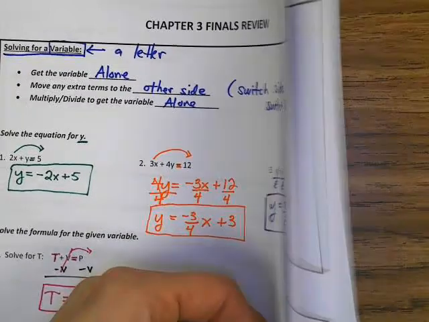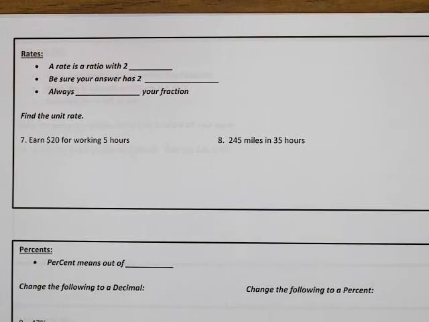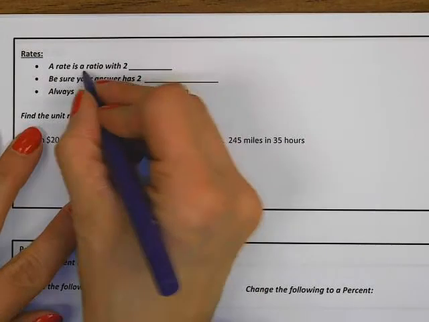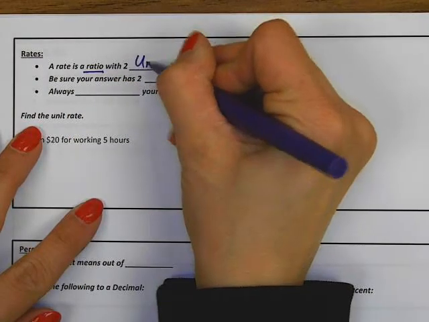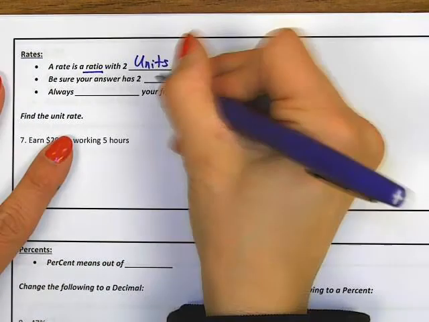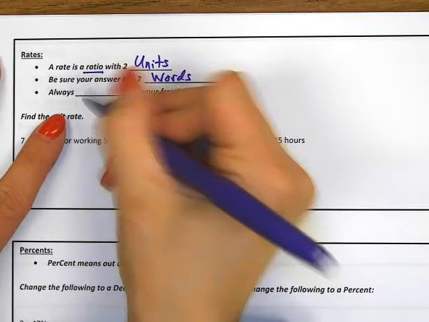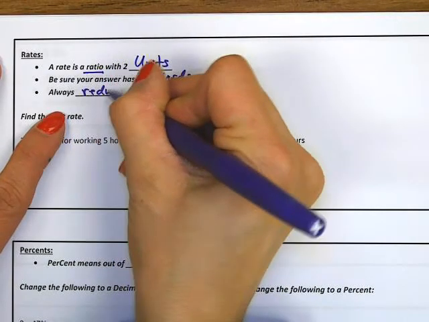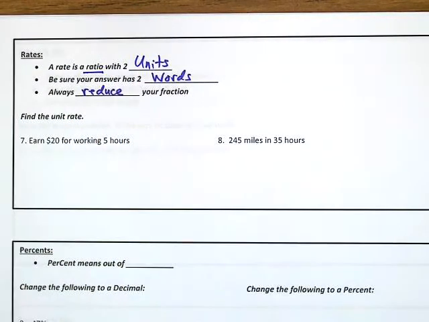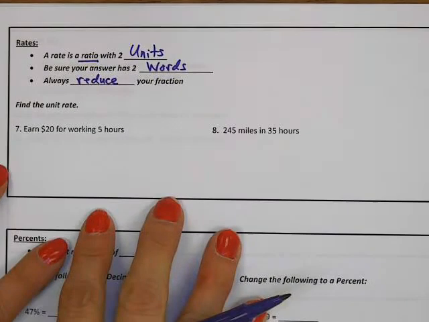All right, what else did we study in Chapter 3? We also did rates, and rates are just like ratios. Okay, it's a ratio with 2 units. Make sure your answer has 2 words. Okay, 2 words. And of course, always reduce. Reduce your fraction. Okay, so it's kind of just like ratios. And you guys did a really good job when we studied this.